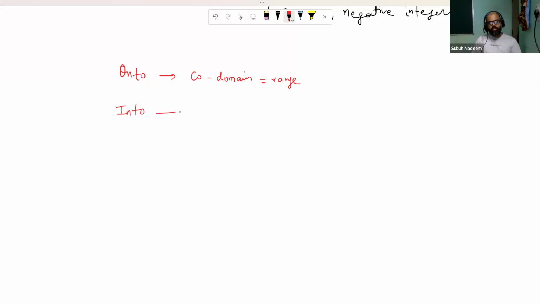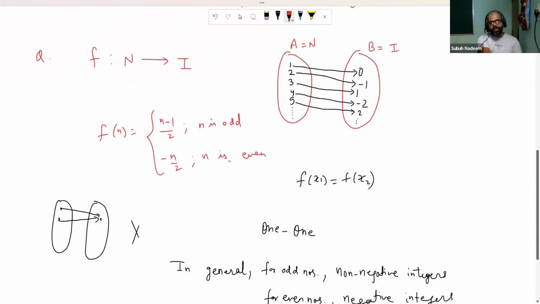Whereas into means the range is not equal to the codomain. The range is smaller than the codomain. Some values are left. So can you also tell whether this function is onto or into? Onto means, what is set B here? Set B is integers. So in layman's language, if someone asks, are you getting all the integers, you will say yes or no. Is any integer left?